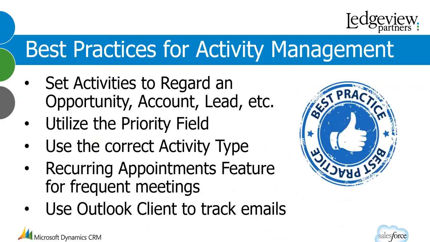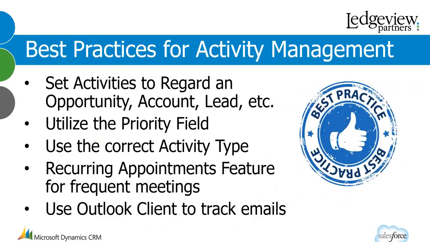I want to jump into some best practices for activity management. When you're working on an activity, set that activity to regard the open opportunity, account, or lead. That way, anything within that activity is linked back to that record, meaning the sales opportunity you're working on, the account you're following up with, or the lead you're trying to qualify.